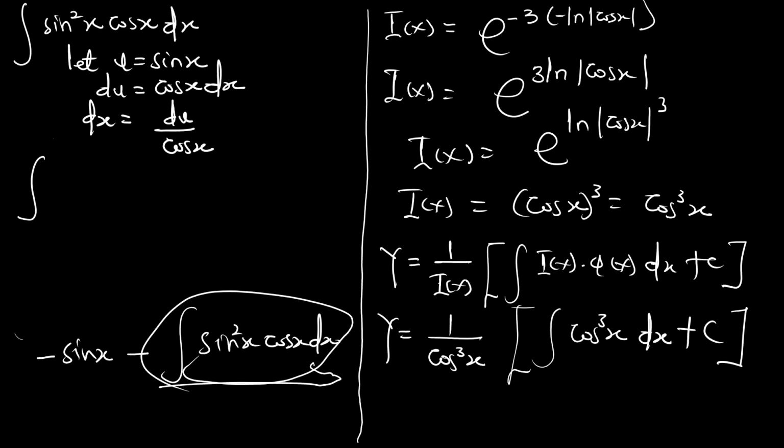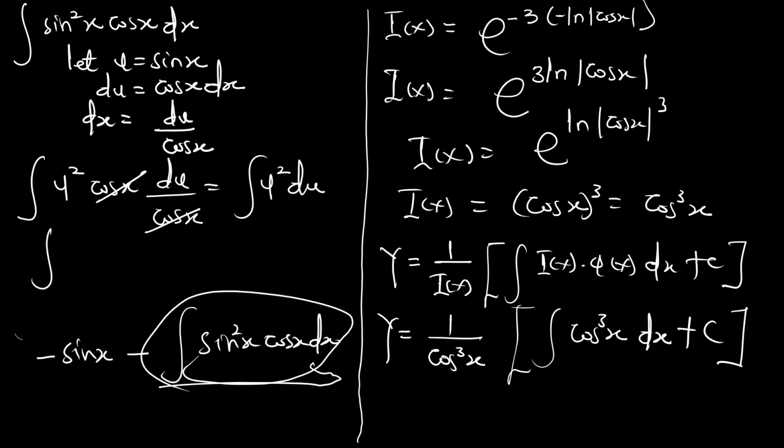So the integral of, we said let u equal sine x, so we are going to have u squared, cos x, multiplying dx. Now dx is du over cos x, so this will cancel this. We are going to have just the integral of u squared du. When we integrate u squared du, we are going to have 1 over 3 u cubed. We are done integrating. So 1 over 3, but our u is sine x, so sine cubed x, right? So when we integrate sine squared x cos x, we are going to have 1 over 3 sine cubed x.